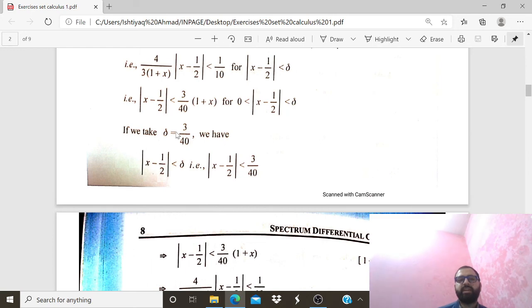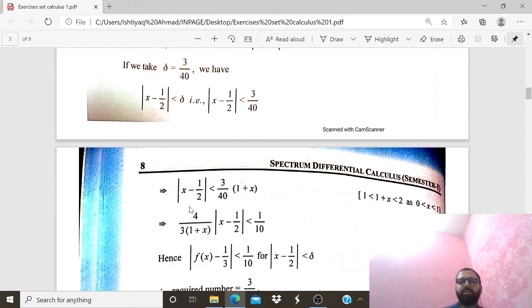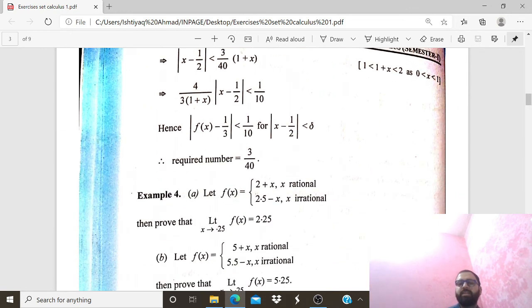So that means if we take delta to be 3 by 40, then we have mod of x minus 1 by 2 less than delta. That is, mod of x minus 1 by 2 can be replaced by 3 by 40. If it comes to that, then mod of x minus 1 by 2 is less than 3 by 4 into (1 plus x), and that turns out to be the condition that we started with. That means whenever mod of x minus 1 by 2 is less than 3 by 40, then mod of f(x) minus 1 by 3 comes out to be less than 1 by 10. That means the required delta that we were looking for is nothing but 3 by 40.